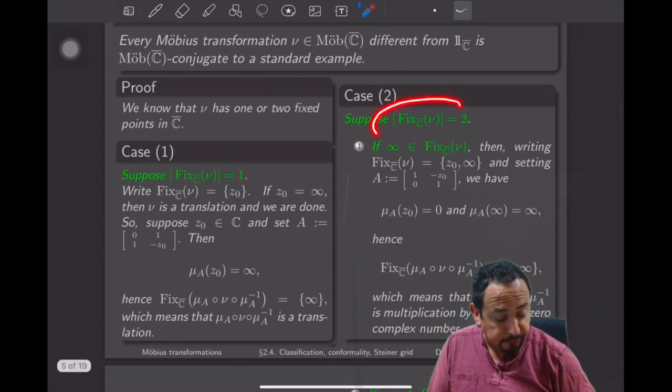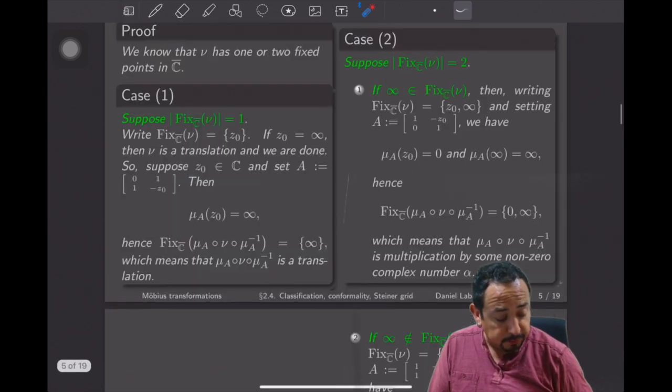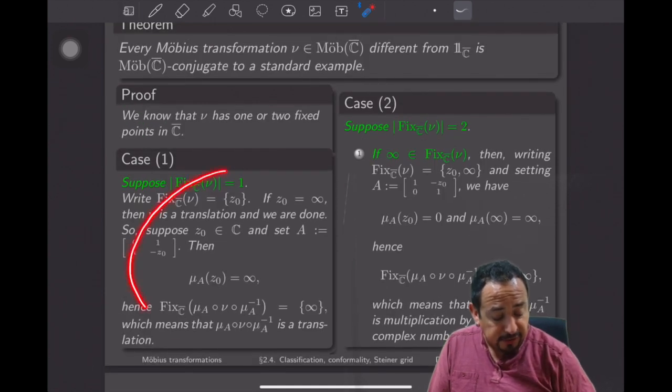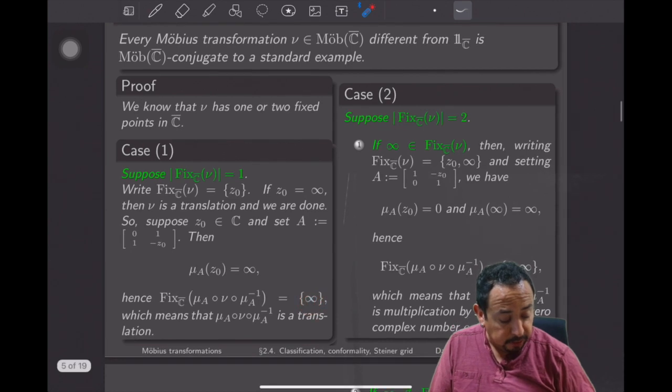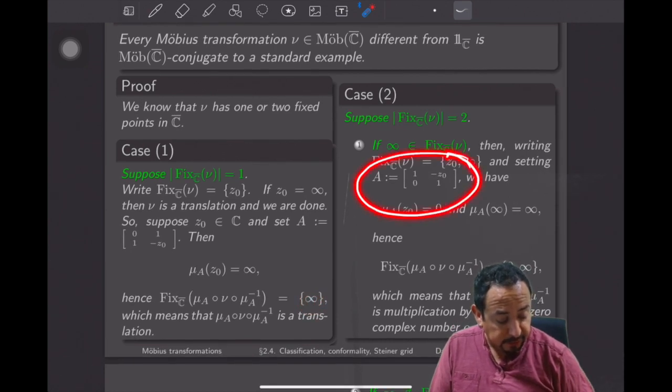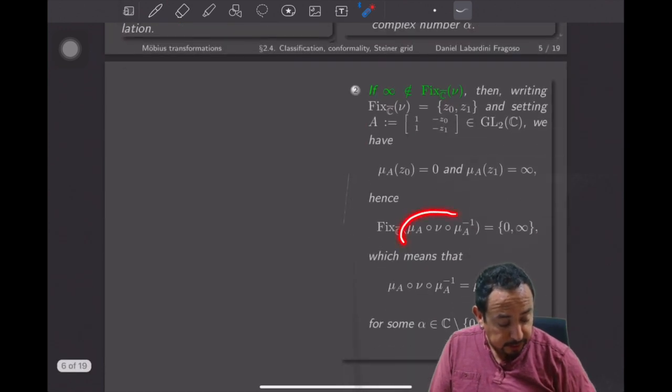And here further, the case of exactly two fixed points, I divided into two cases, whether infinity is a fixed point or not, right? Now, here what I do is I explicitly compute some matrix with the property that when I conjugate, I have the fixed point conveniently located, or here an explicit matrix that when I conjugate, it has convenient fixed points here and here.